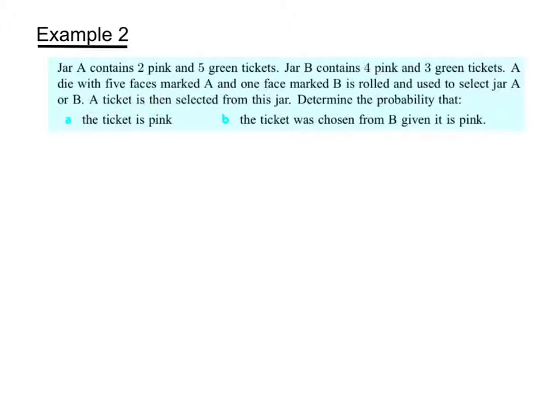And we want to determine the probability that the ticket will be pink and that the ticket was chosen from jar B given that it is pink. Now this case we can't really represent with a Venn diagram, so it's best to use a tree diagram here. So the first column will be the jar, and the second will be the ticket.